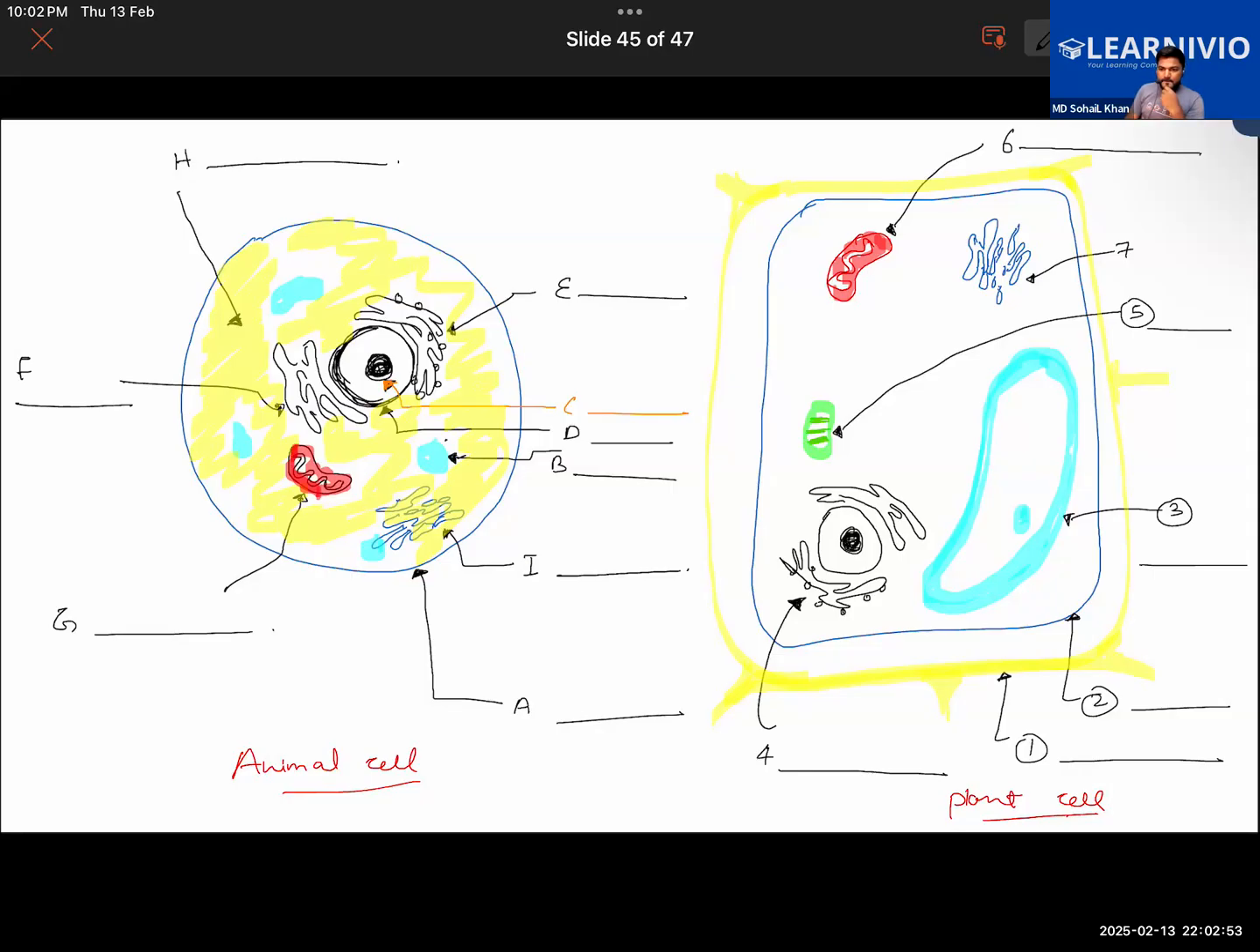Yes, continue with this. Sir, I labeled the plant cell. You have labeled. Hold on. Okay. Vaika, I didn't see your answer. Let me see yours. So A is cell wall. I didn't get the answer for G and H. Repeat again for G and H.